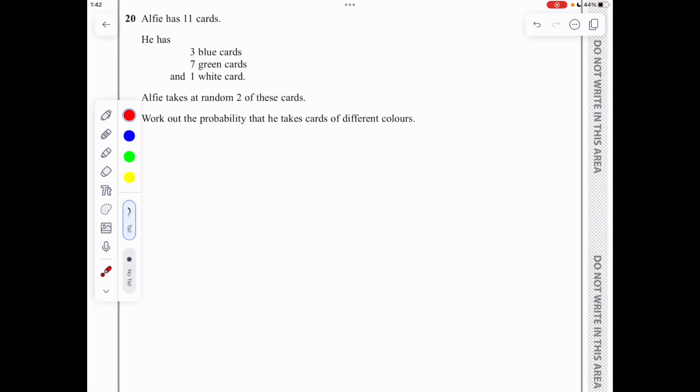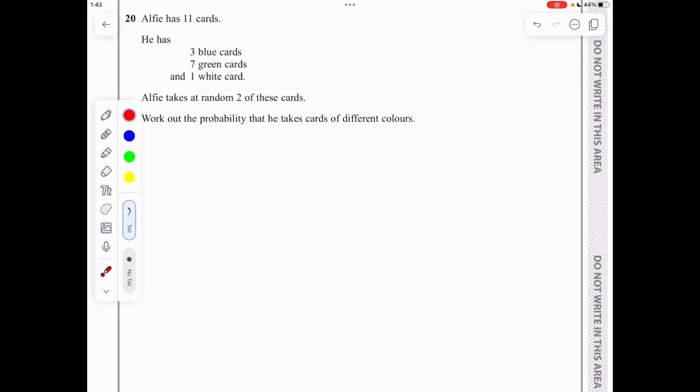In 20, we've got Alfie, who has 11 cards. 3 of them are blue, 7 are green, and 1 is white. He takes at random 2 of these cards, and we need to work out the probability that he takes cards of different colors.